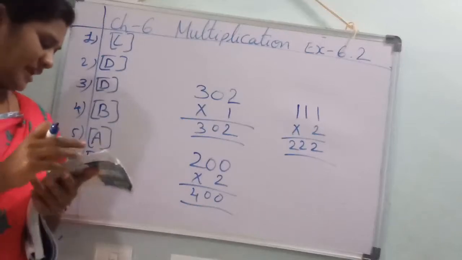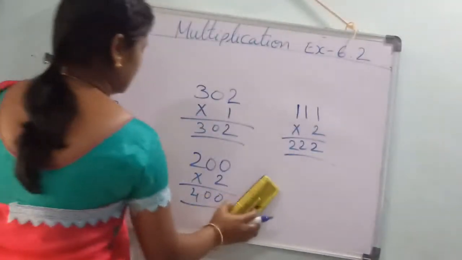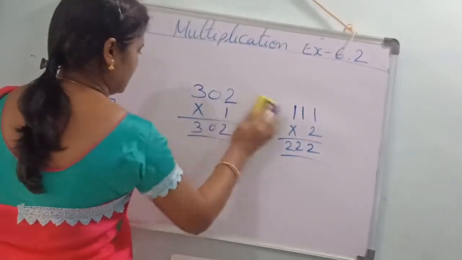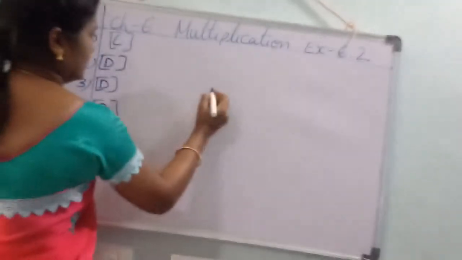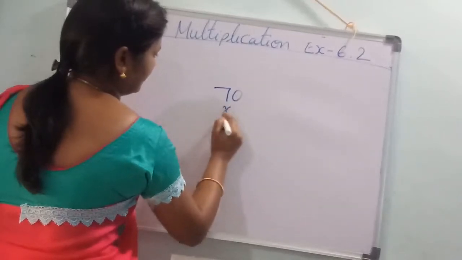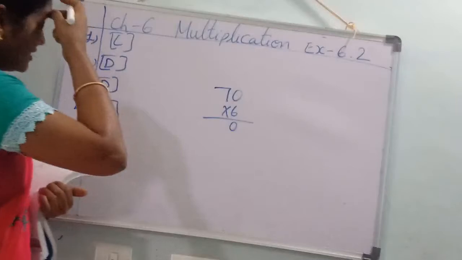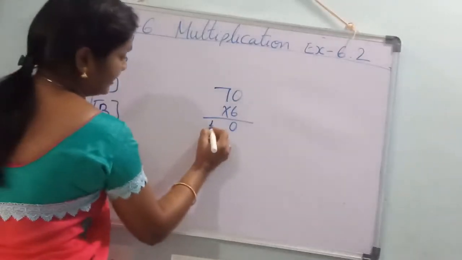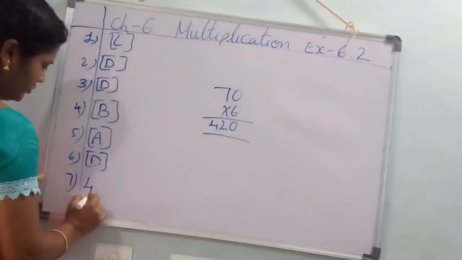Next, fill in the blanks. The product of 70 and 6. 70 into 6. 6 zeros are 0. 6 sevens are 42. What is that product? 420.